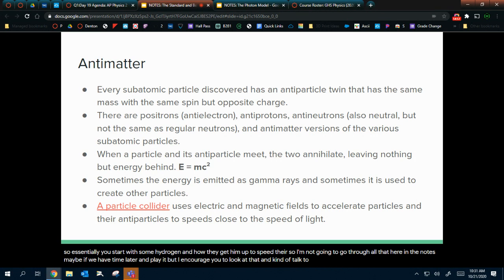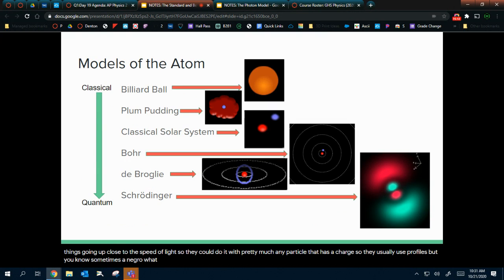It talks about how the Super Collider actually gets these things going up close to the speed of light. They can do it with pretty much any particle that has a charge. They usually use protons, but sometimes antiprotons or whatever. I want to say that because when we look at these reactions, you're going to see a positron, and you're like, wait, hang on, what is that?